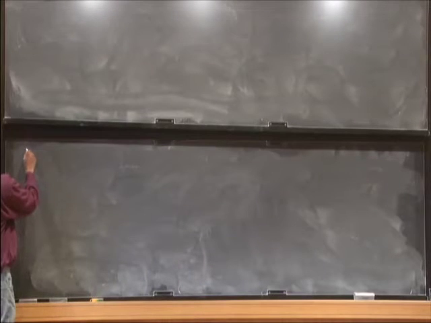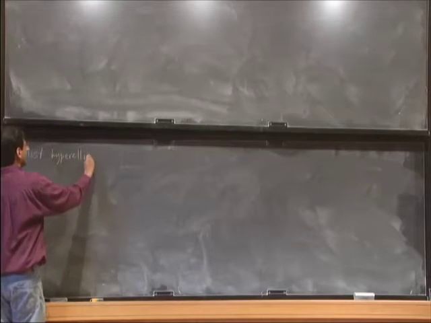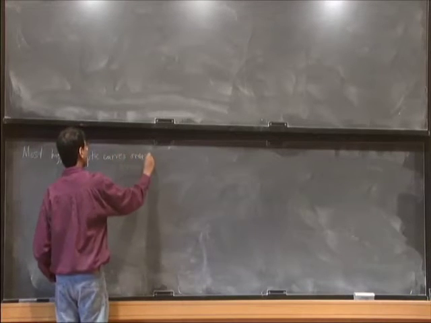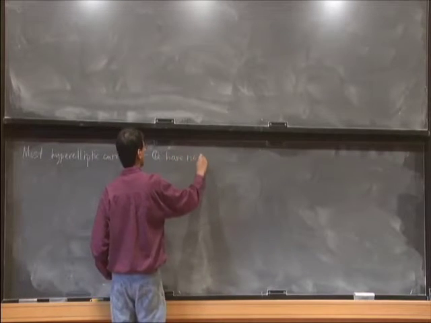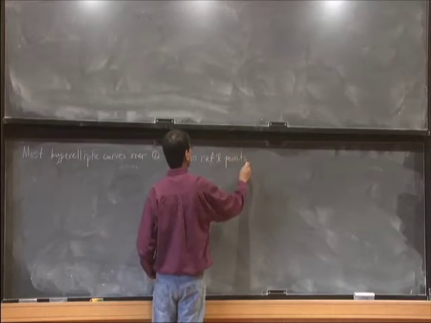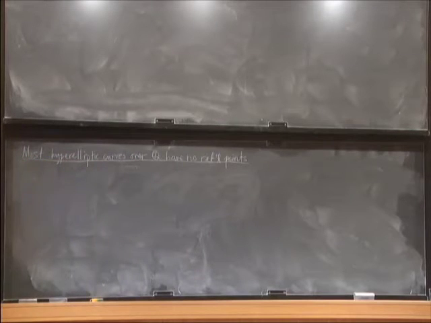What I want to talk about today is the following theorem that, as Bhargav just said, most hyperelliptic curves over Q have no rational points. I'm going to try to sketch the proof of this, but before I do that, I should make more precise what I mean by this.